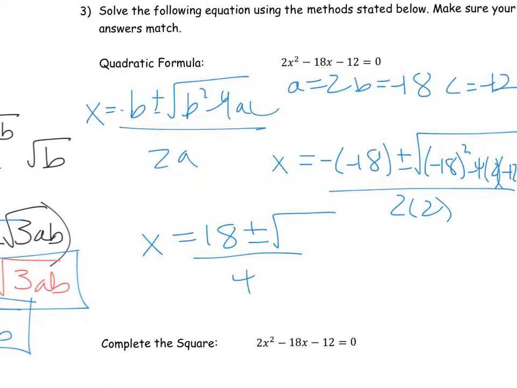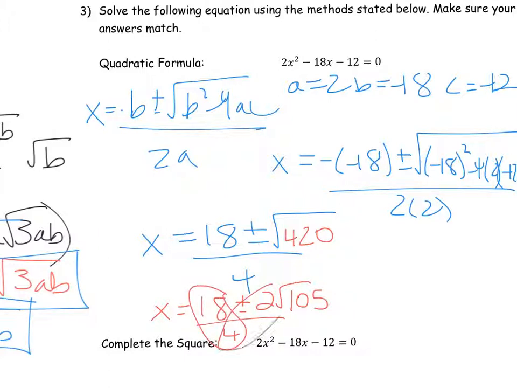Let's put that in our calculator. We're going to see what negative 18 squared minus 4 times 2 times negative 12 is. We get this number here. Let's simplify the radical. 18 plus or minus, that is going to be 420, divided by a square, 2 rad 105.